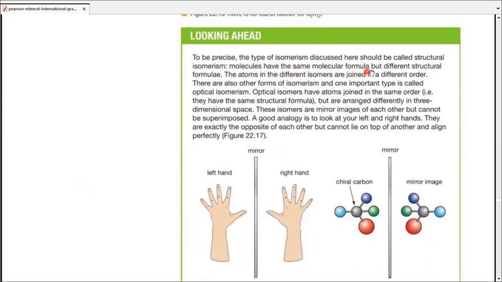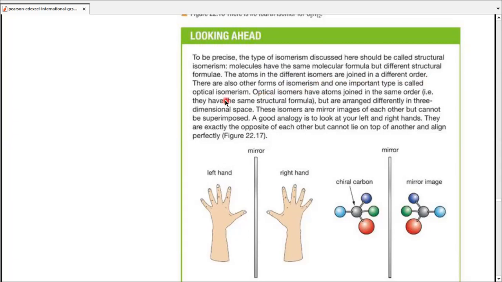Molecules that have the same molecular formula but different structural formula are known as structural isomers. The phenomenon is known as structural isomerism. Now, the atoms in different isomers are joined in slightly different order. That's the basis of the entire isomerism.